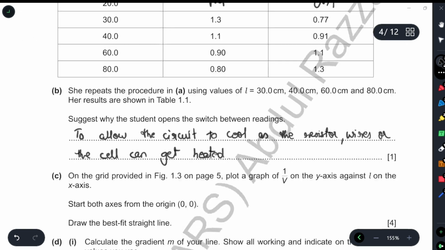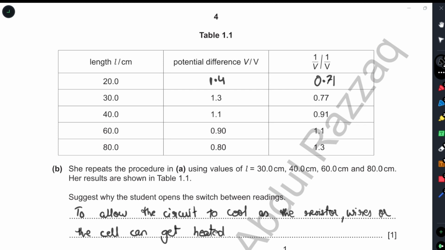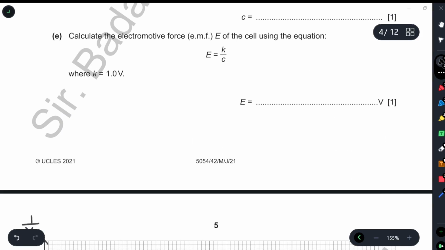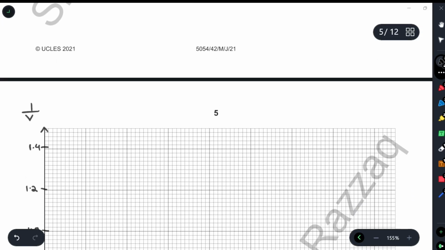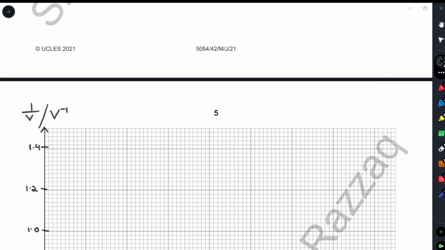Let me go back up and check once. So your length is in centimeters, yes. Your potential difference 1 upon V is going to be in the units. Now you can write 1 upon volts or volts minus 1, that's your choice. But again, number 1, you have to give a proper scale. The scale will probably be one mark, so the way we have written down the values. Then labeled axes, that's going to be one correct, 1 point as well.